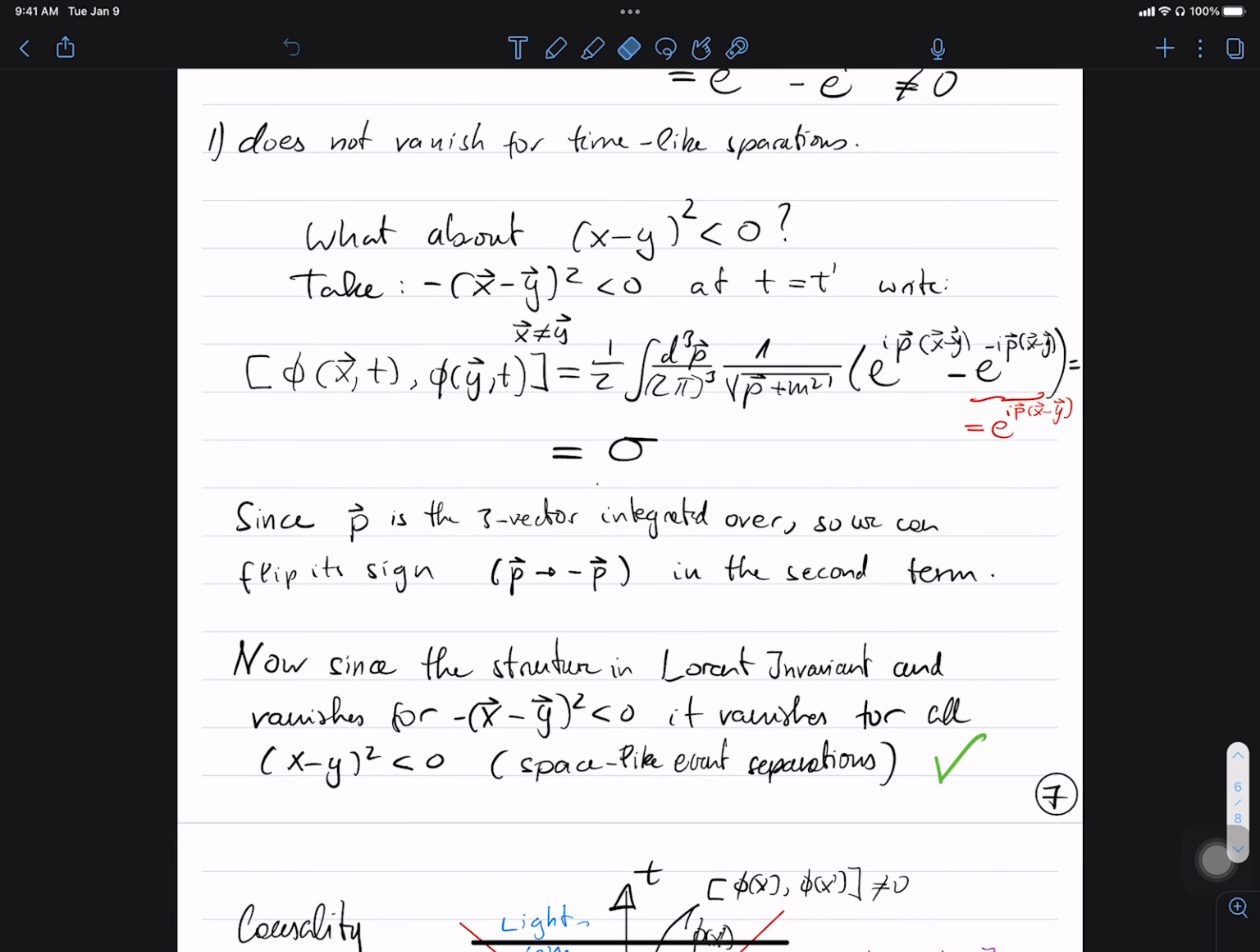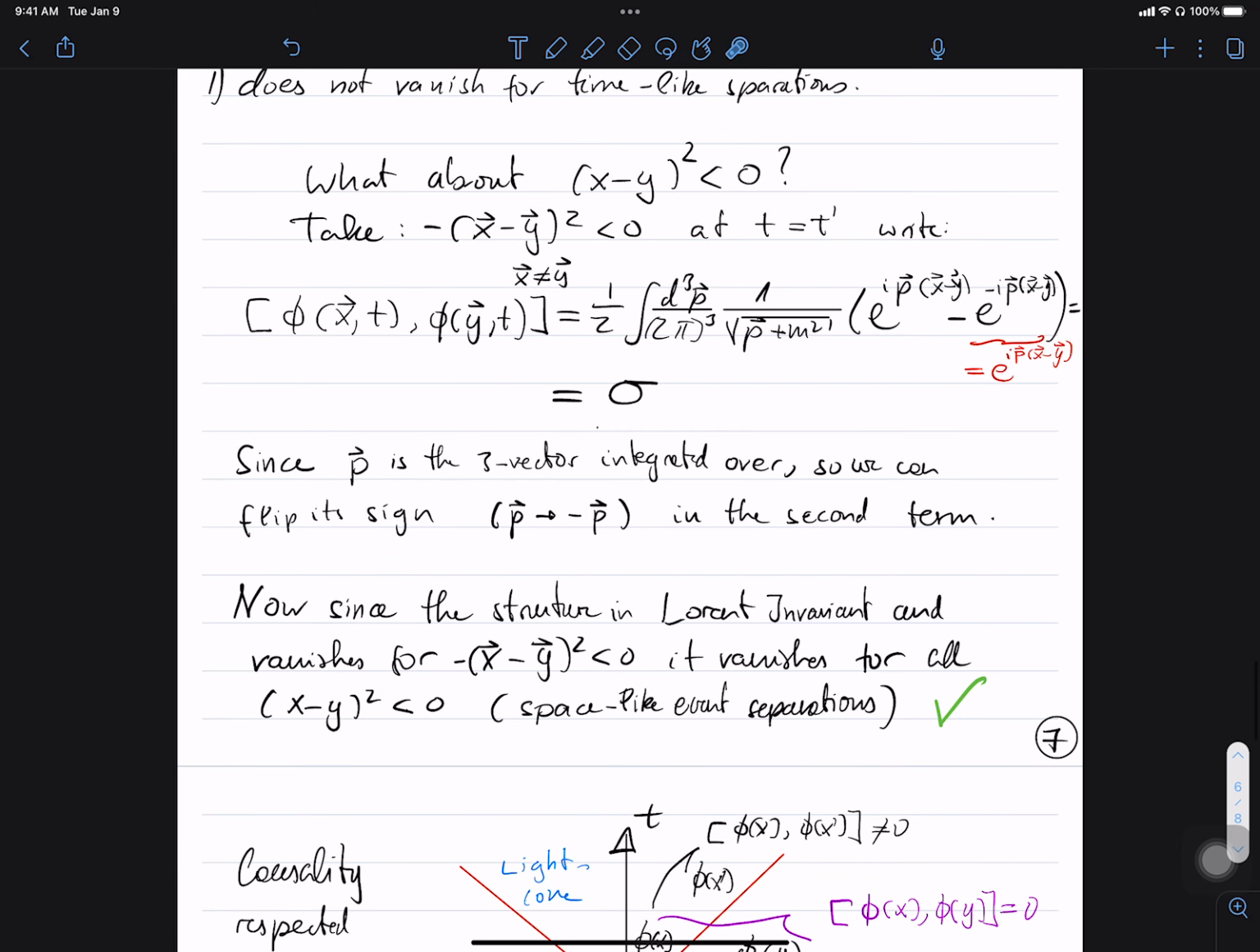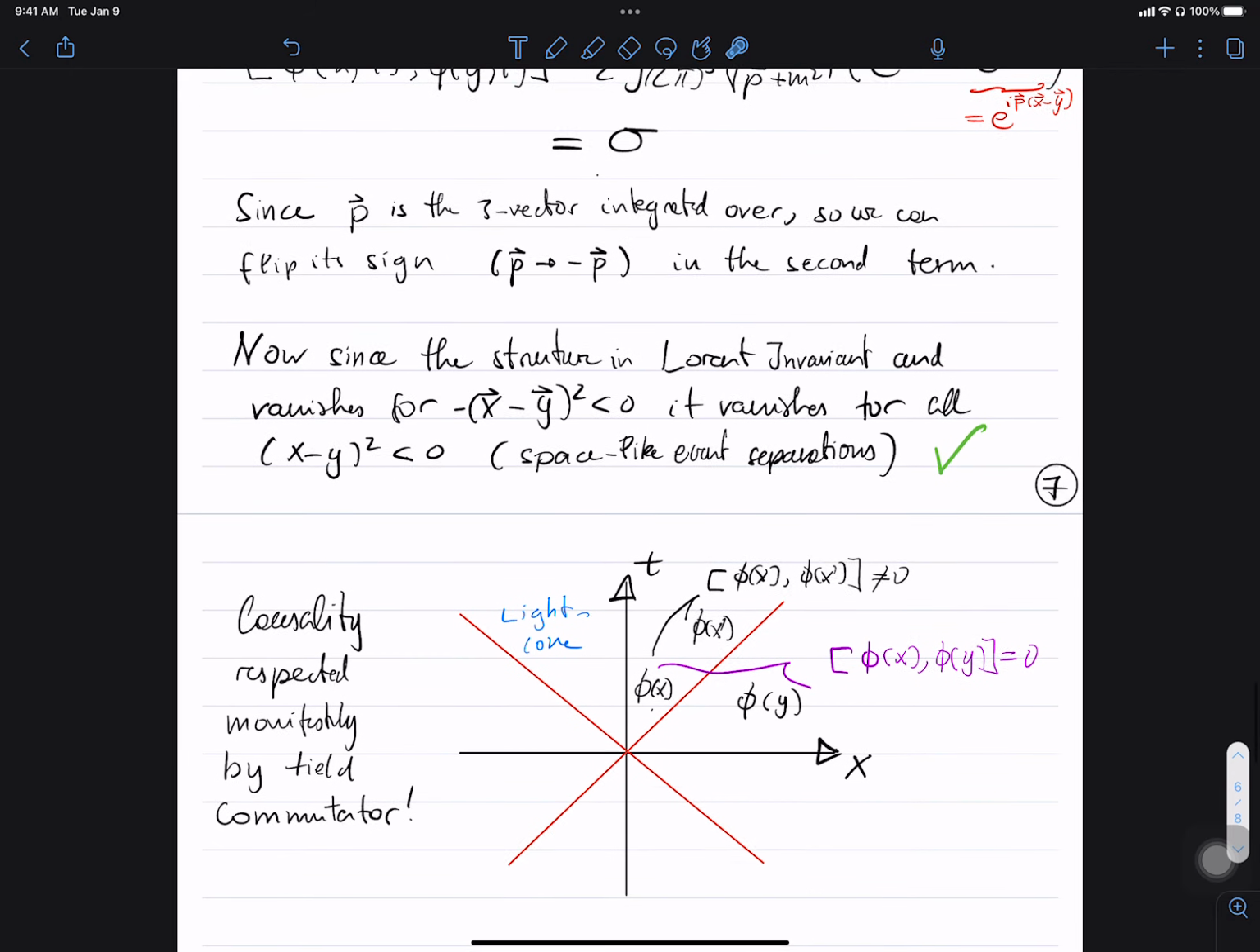Now, since the whole expression is Lorentz invariant and it vanishes for this particular space-like vector, it vanishes for all space-like vectors where the product signature is negative. This is what we want. This really shows us that this commutator of fields preserves causality.